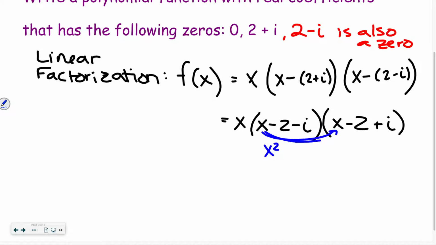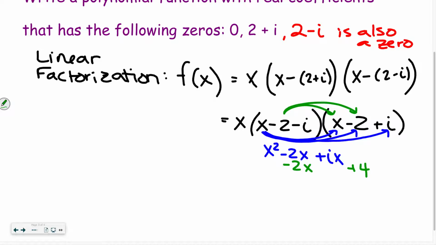X times x is x squared. X times negative 2 is negative 2x. And x times i, I'm going to call it ix. Then I'm going to distribute the negative 2. Negative 2 times x is another negative 2x, so I can stack it under the x term because they're like terms. Negative 2 times negative 2 is a plus 4, and I don't have a number yet, so I'm going to put that over there. And then negative 2 times i will give me a negative 2i. Now I do have an i in this term here, ix, but 2i doesn't have an x. So those are not like terms. I'm going to go ahead and make my minus 2i another column. They won't cancel each other out. You can't add an ix and a 2i together.